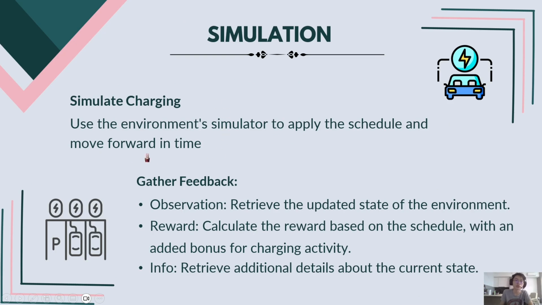And then we start with the environment simulation. Later on it will be linked to the deep reinforcement learning, which is the deep Q network. For that part, I'll pass to my teammates, but now I'm talking about the simulation. The simulation will simulate the charging, apply the schedule over time, and also gather feedback. The parameters will be observation, rewards, and info, which retrieves the details of the current state. Next, I'll pass to my teammates to talk about the deep Q network.